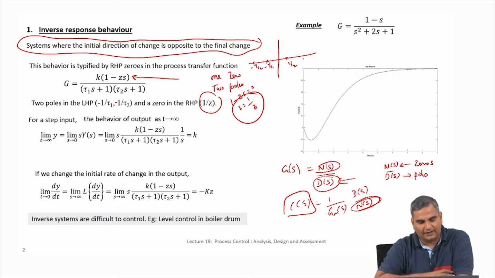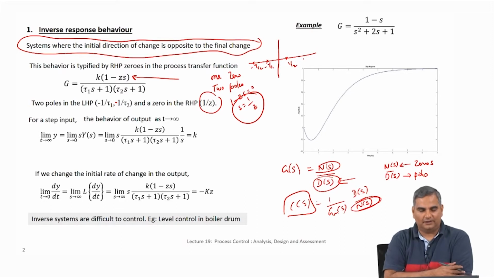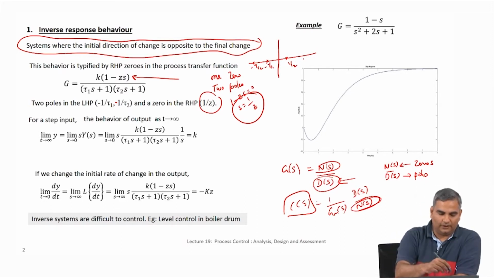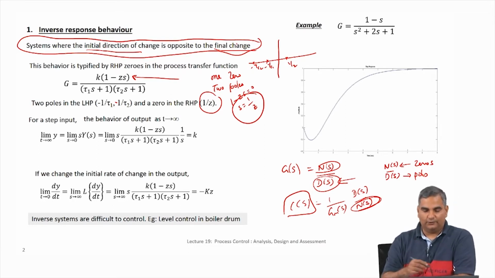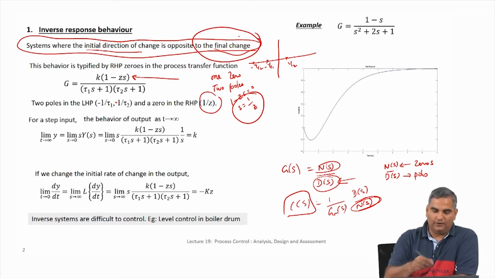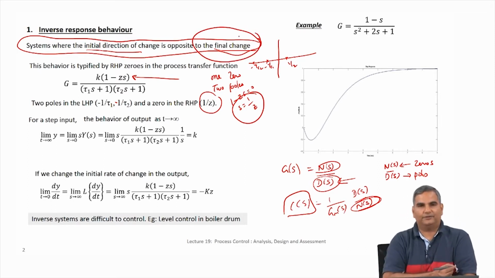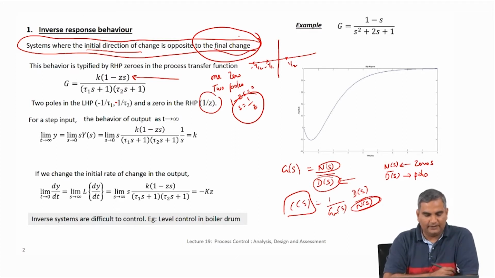Okay, let us first understand how we say that this is going to show an inverse response. Mathematically, how are we going to understand this inverse response behavior is something that we can see. Here we said, look at it carefully, the initial direction of change is opposite to the final change. So, this is talking about the rate, whereas this is talking about the final value. The minute we say final value, then we know that from our bag of tricks we have something called the final value theorem. So, we will take this system and try and see what is the final value for a step change.